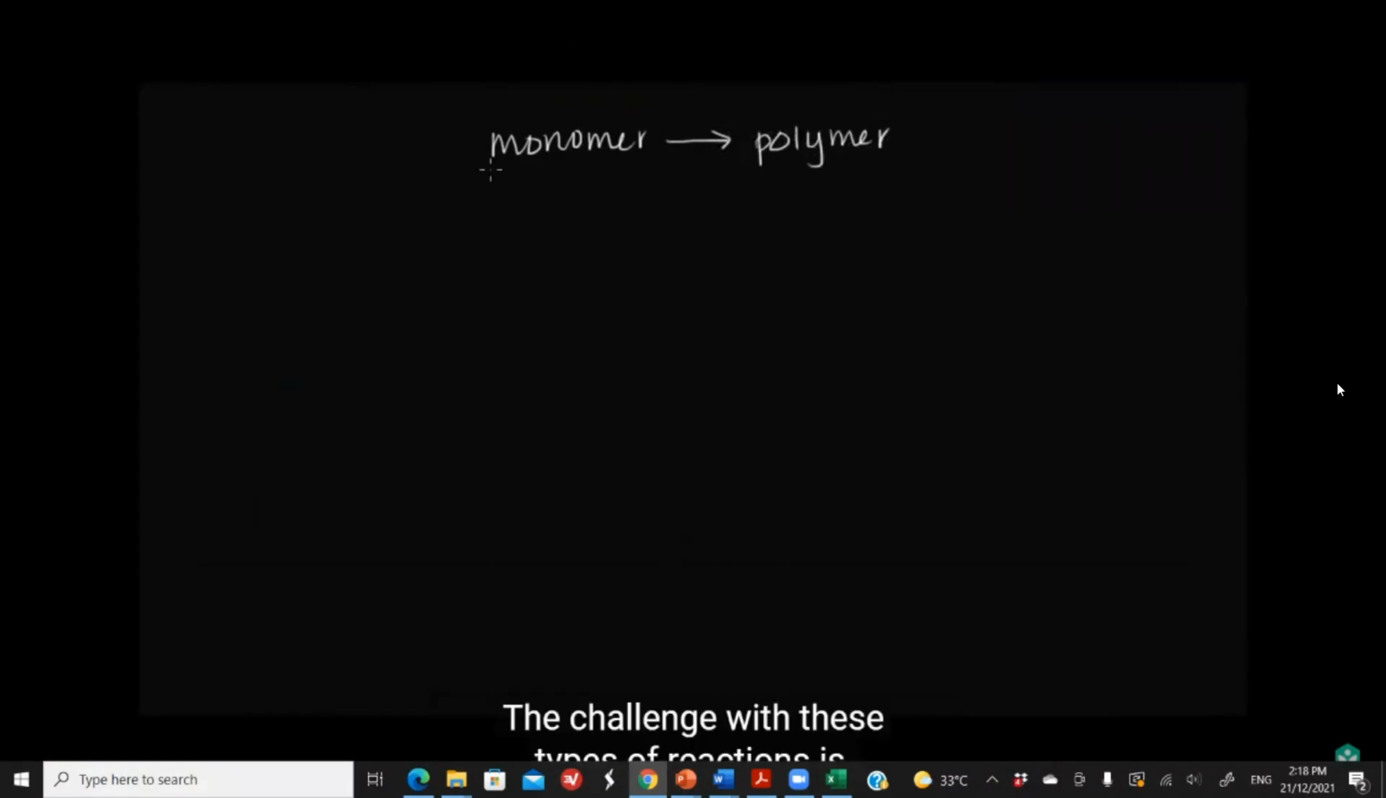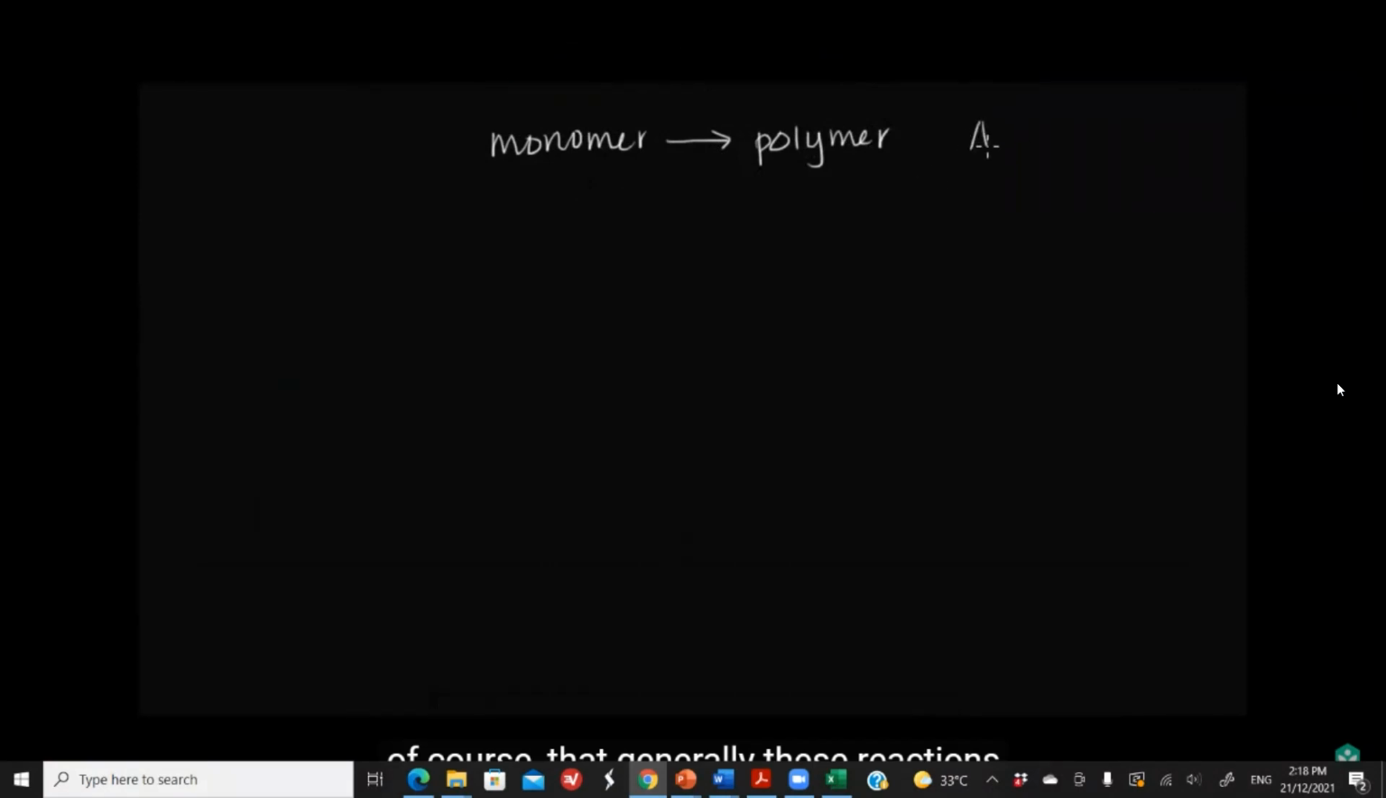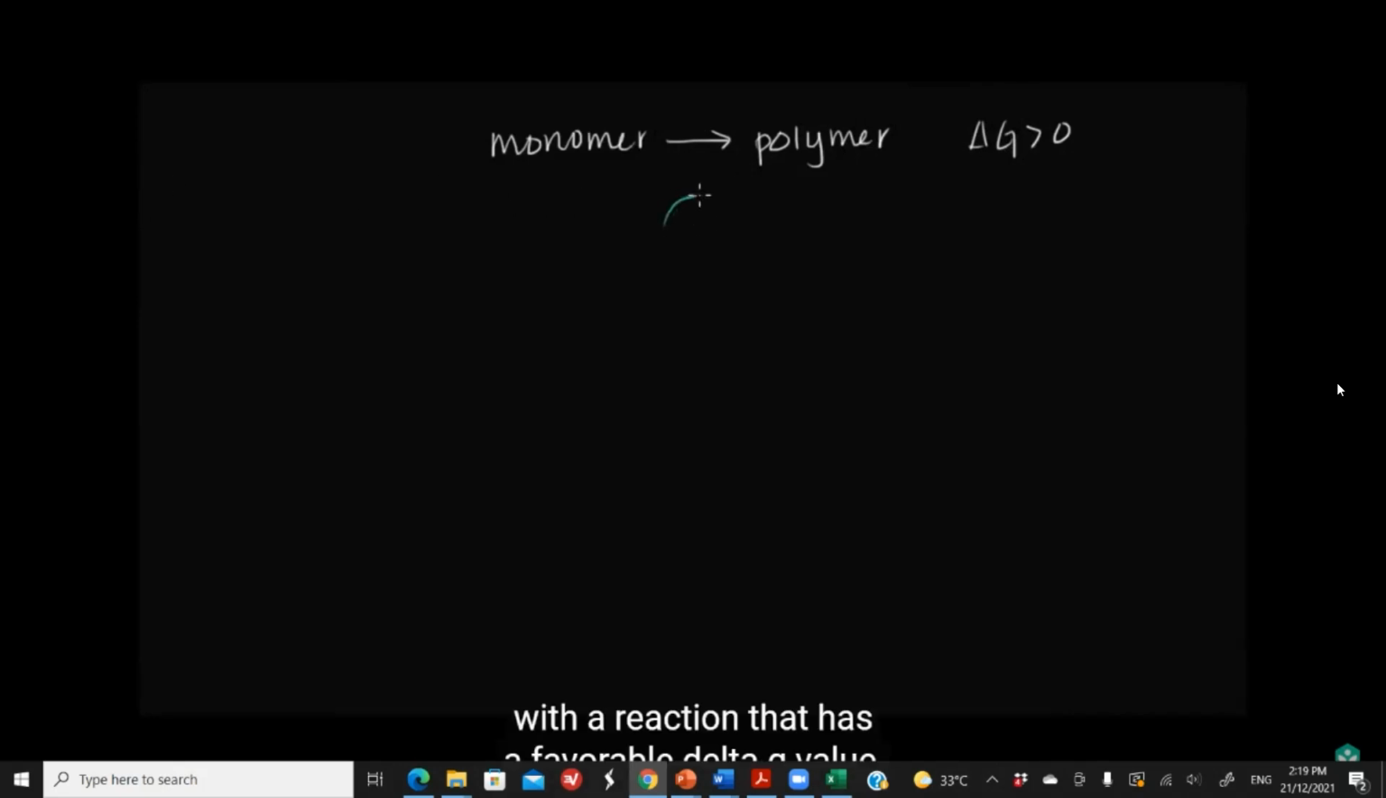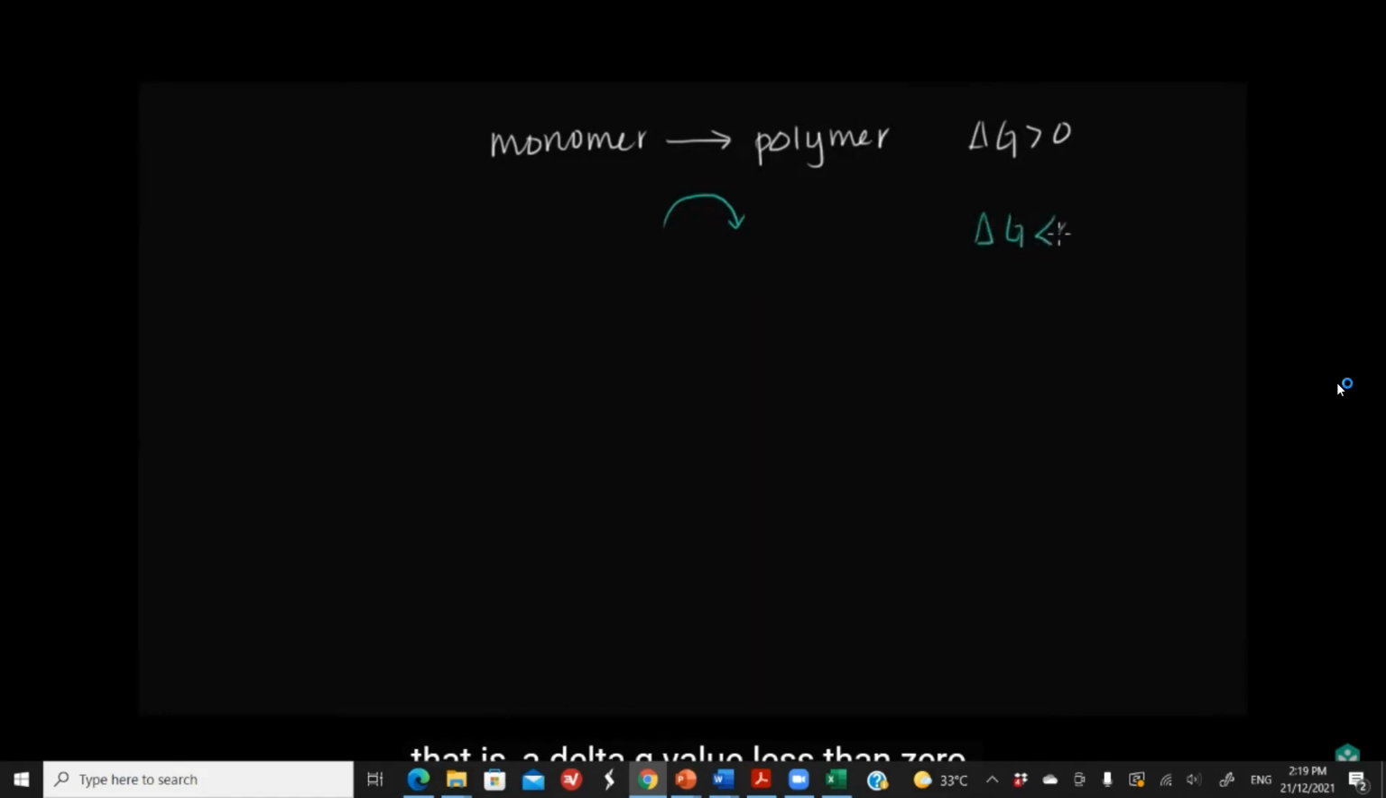And the challenge with these types of reactions is, of course, that generally these reactions have a positive delta G value, or in other words, they are not spontaneous. They require an input of energy to occur. So obviously this is a challenge, but our body resolves this challenge by coupling this reaction with a reaction that has a favorable delta G value, that is a delta G value less than 0.